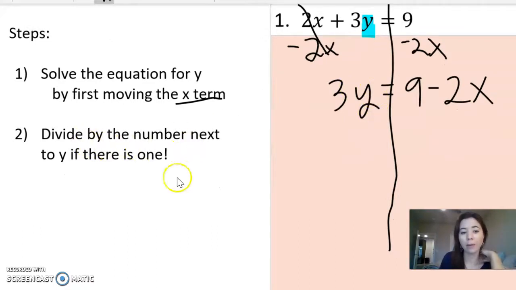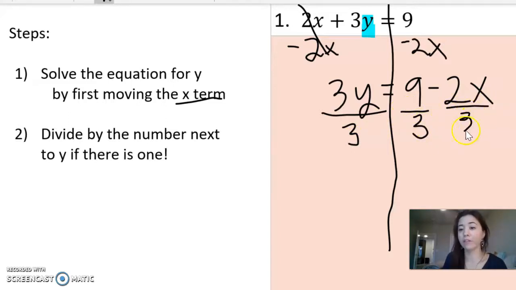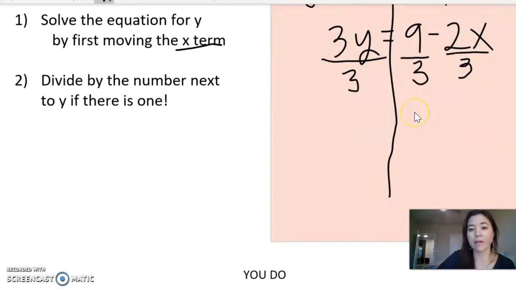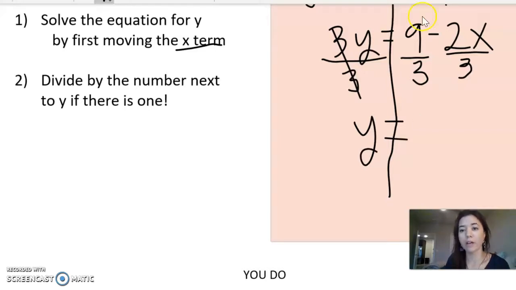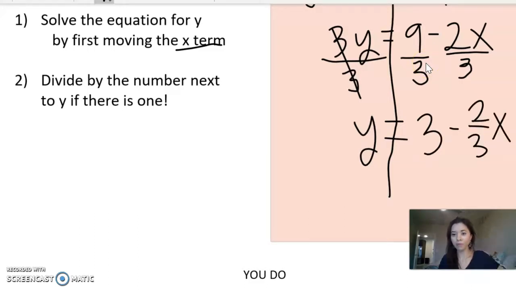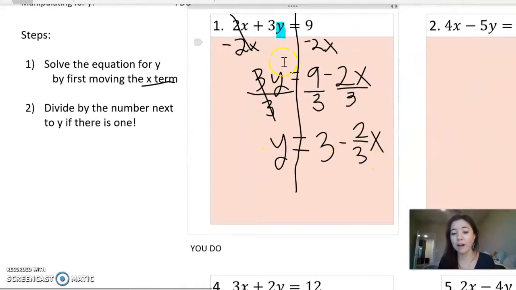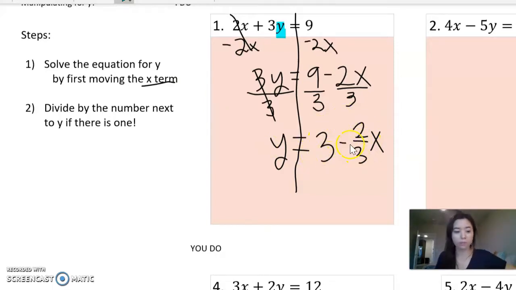And then we divide by the number next to the y if there is one. In this case I have a 3, so I'm going to divide by 3. And when I do it to the other side, let's divide every individual thing by 3, because now those 3's cancel. We have y left over, and 9 divided by 3 is 3, and then we're going to leave that as a fraction. And there we have it. And now you can see, remember that number by itself is our y-intercept, so that 3 would be the y-intercept, and then that negative 2/3 would be our slope.